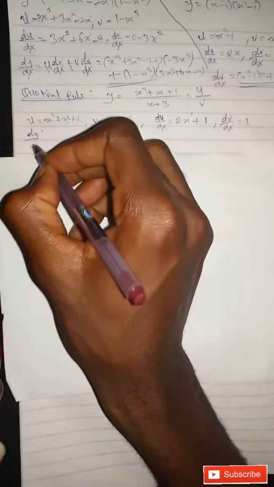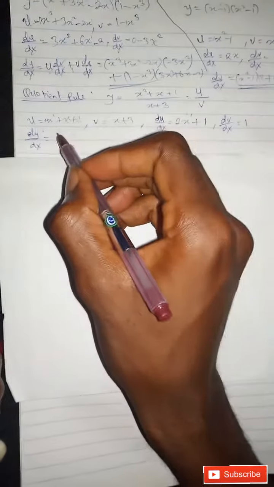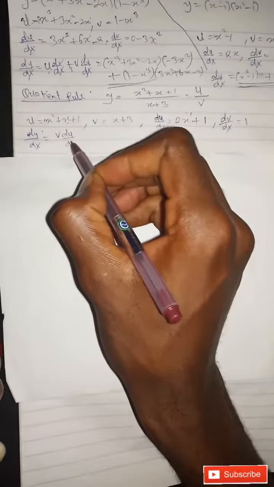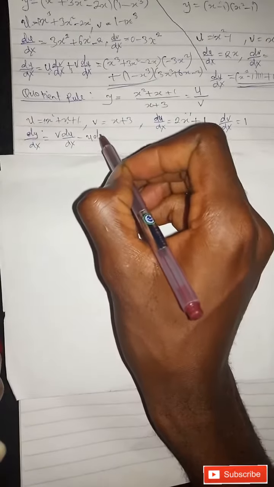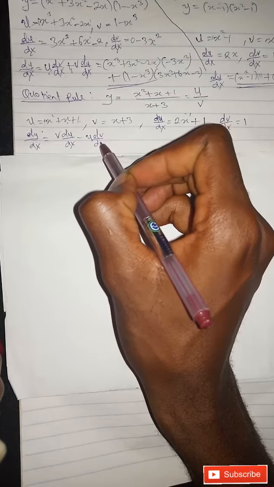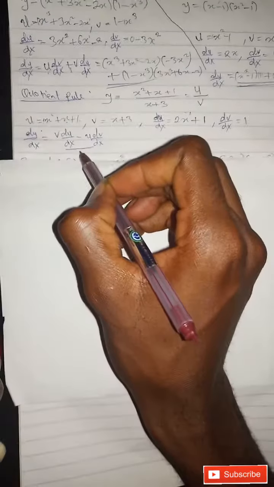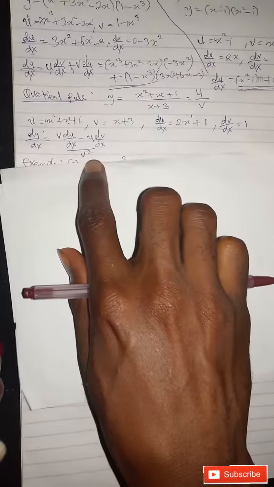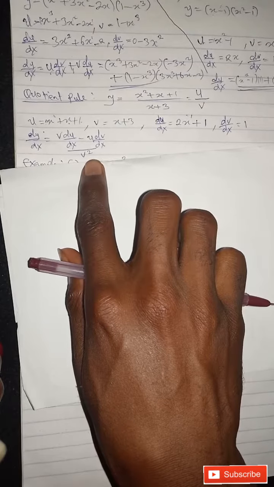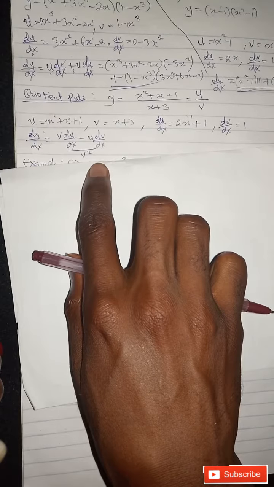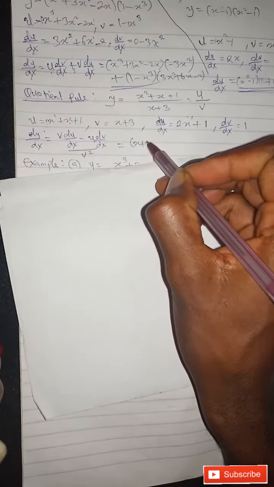Okay. Now the formula for this is dy over dx equal to v du dx minus u dv dx over v squared. You just have to memorize these formulas. V du dx minus u dv dx all over v squared. You just have to memorize this. V, what is v? This is v. So we put x plus 3 there.